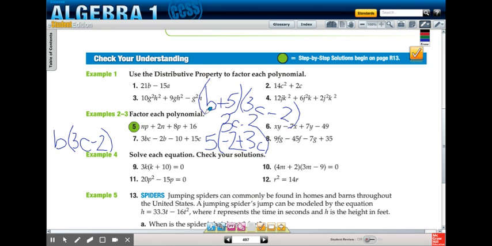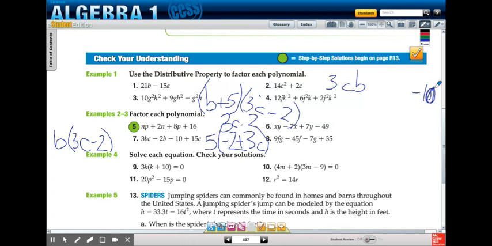Now, again, if I do the FOIL method, I like to do the first ones first. So 3C times B would be 3CB. And then I like to do the last. Negative 2 times 5, that's negative 10. Ooh, that looks like a 16. Let's make that a 10. I'll just scribble enough, it'll look like a 10.